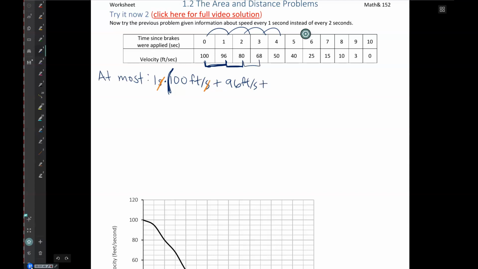So from 2 to 3 seconds, the max speed is 80. From 3 to 4, it's 68. From 4 to 5, it's 50. From 5 to 6, it's 40. From 6 to 7, it's 25. From 7 to 8, 15. And 8 to 9, 10. And 9 to 10, 3. Okay, so this is my calculation.